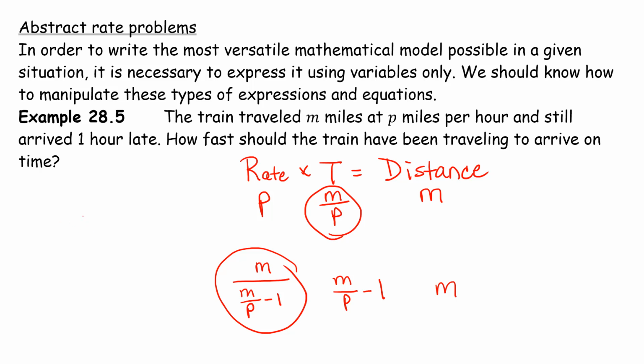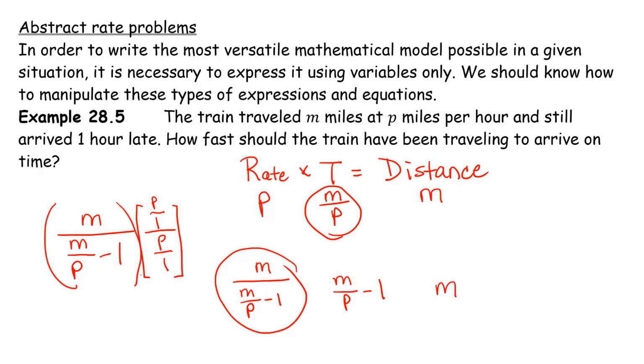So you have this fraction m over p minus 1, and you don't want that to be complex, so you want to get rid of all the little denominators. To do that, you just need to multiply the numerator by p and the denominator by p, but sometimes it helps people if I write p over 1 and p over 1. So we're going to multiply this numerator and denominator by p over 1. If I multiply the numerator by p over 1, I just get mp over 1, which is just mp.